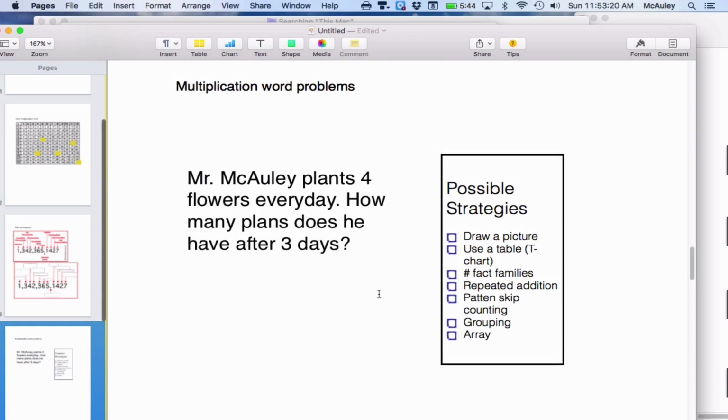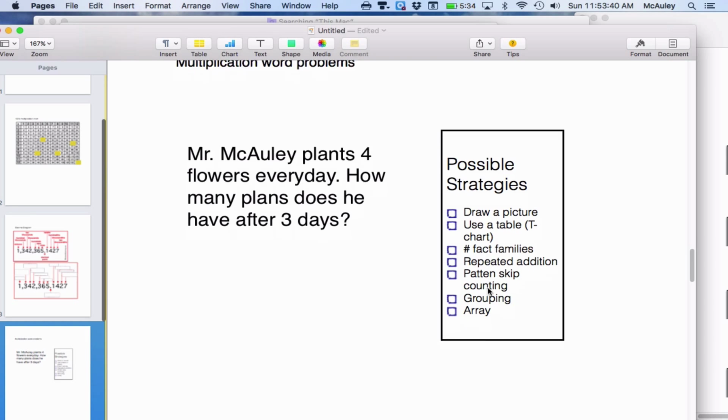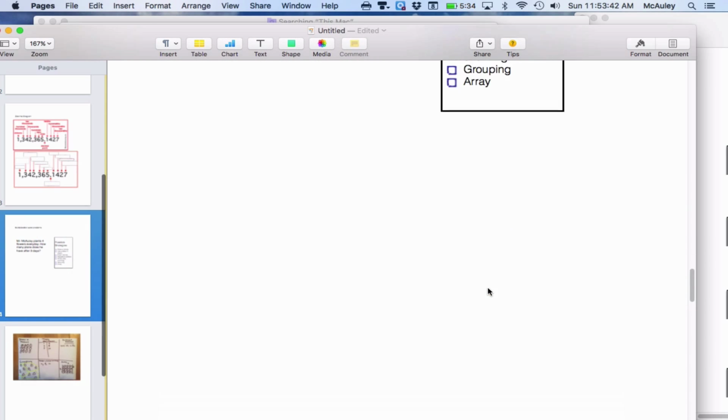And we also did a bunch of multiplication word problems, and I showed the students 6 different strategies you can use to solve a multiplication problem. Of course, you can use multiplication, but many students didn't have a clear idea about what was happening. So I showed them these 6 different strategies and what that might look like in a simple problem.